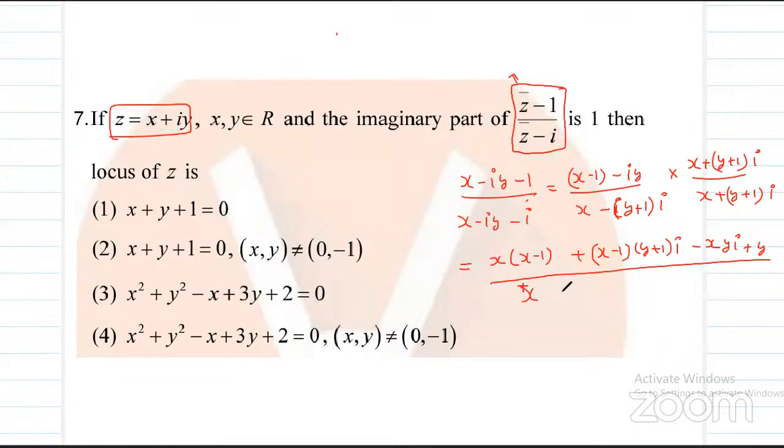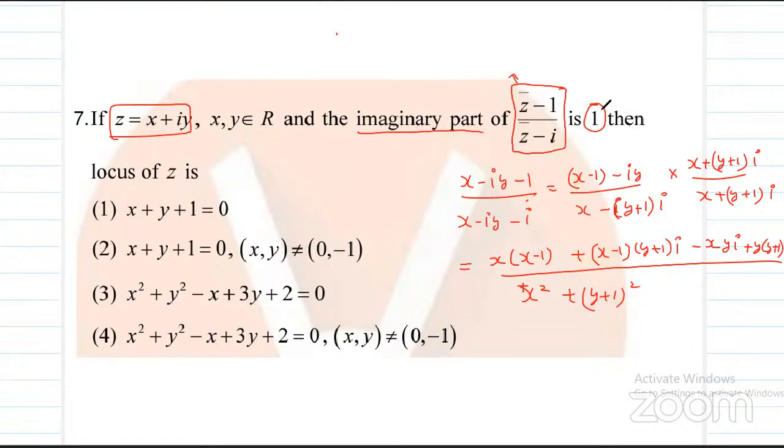The denominator is just x square plus (y plus 1) whole square. So this much we'll get. In this, what you can observe is that this is the real part, and this is the real part, along with that we have y into y plus 1. So from here you just have to take the imaginary part. Only the imaginary part you can equate to 1.